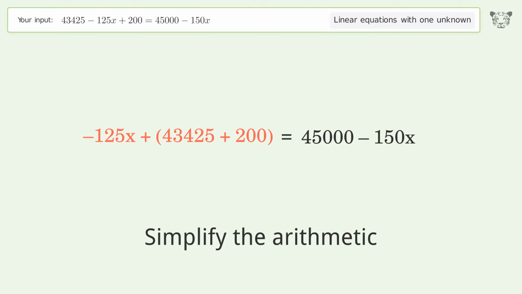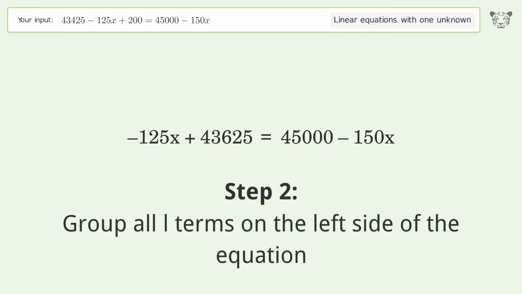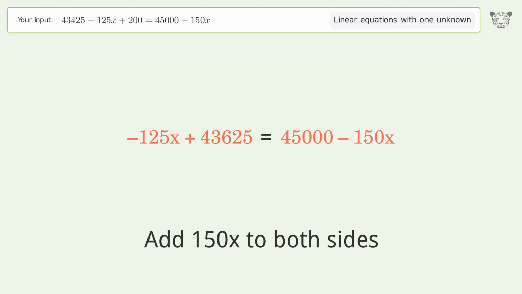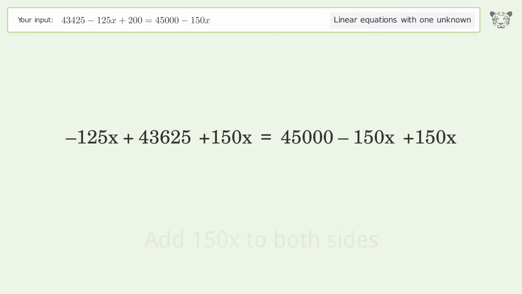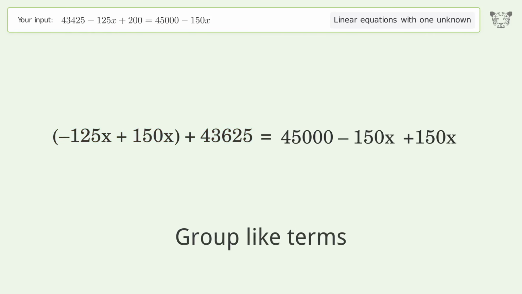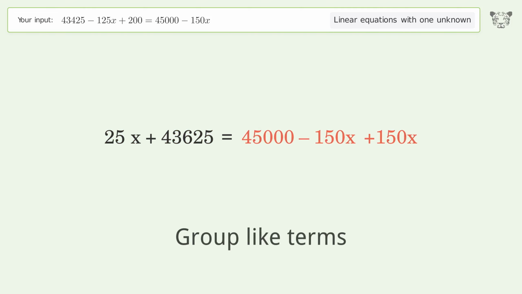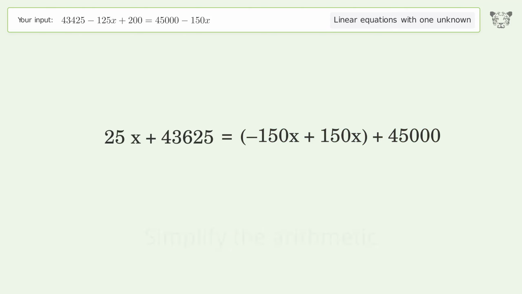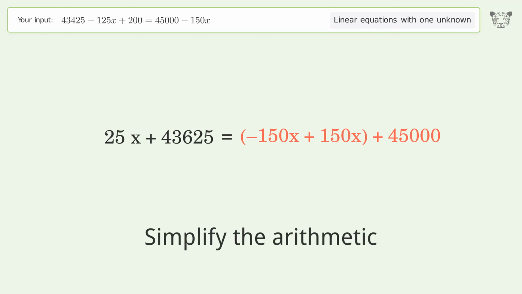Simplify the arithmetic. Group all L terms on the left side of the equation. Add 150x to both sides. Group like terms. Simplify the arithmetic. Group like terms. Simplify the arithmetic.